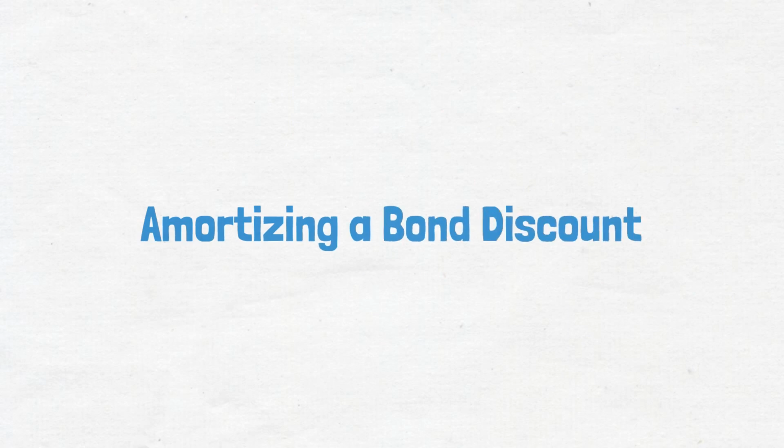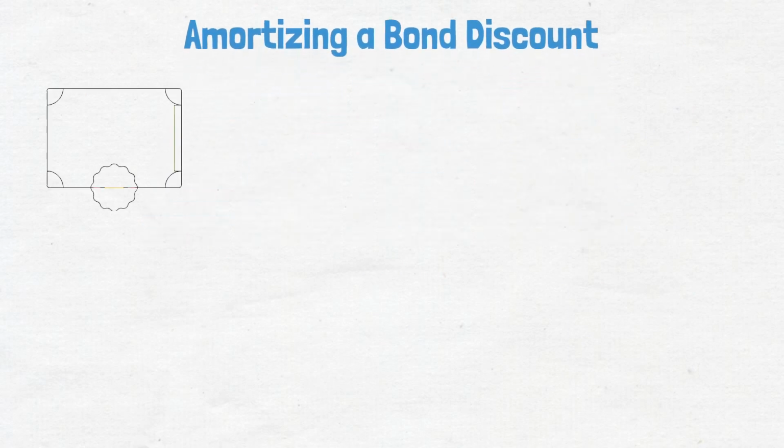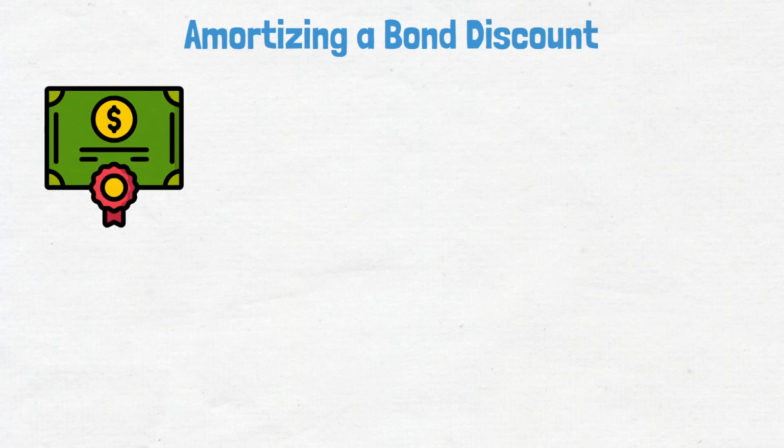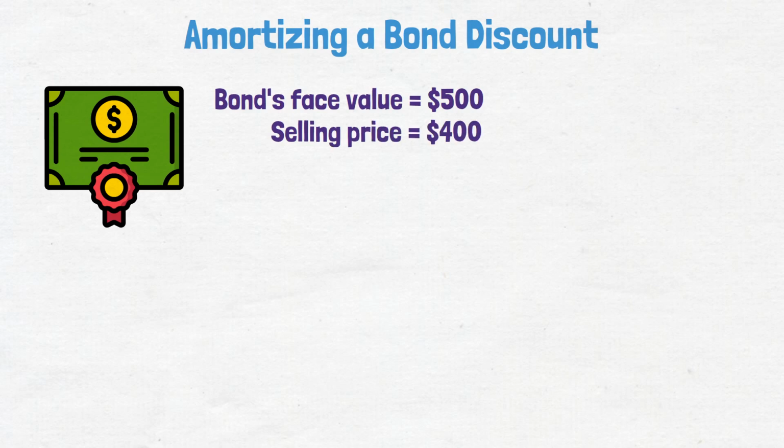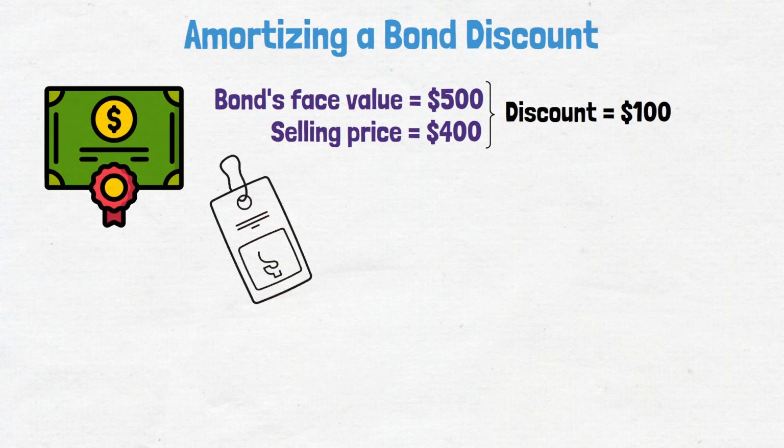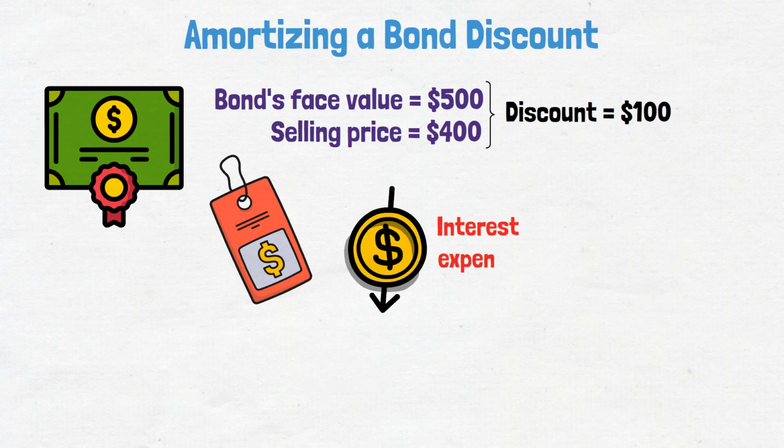Amortizing a bond discount. When a bond is issued at a discount, which means that the bond's selling price is less than its face value, the discount represents the difference between the face value of the bond and the amount the issuer received when the bond was sold. The discount is amortized, which means gradually reduced, over the bond's life, typically using the effective interest method. Amortizing the bond discount involves allocating a portion of the total discount to interest expense each interest period. This reduces the interest expense recognized on the bond each period because the amortized discount is added to the bond's carrying value, which is used to calculate interest expense.